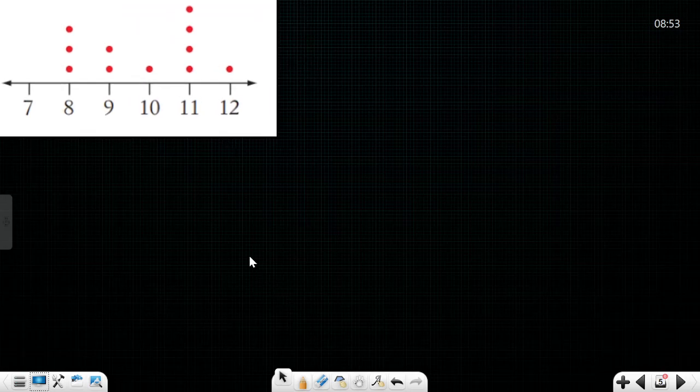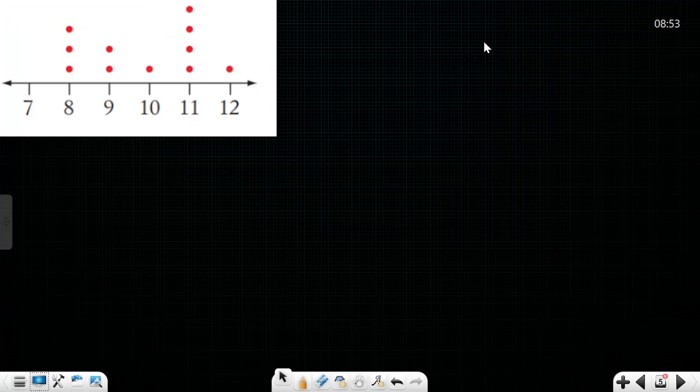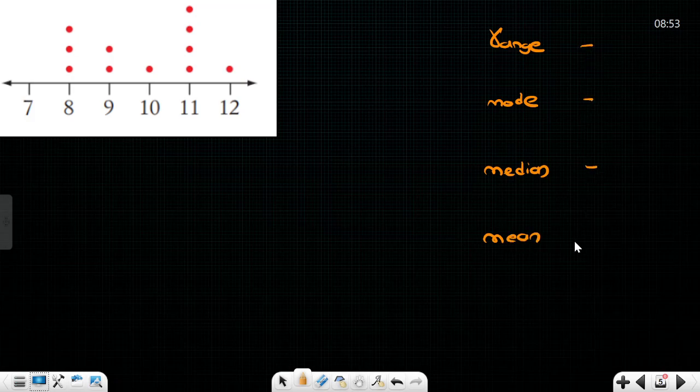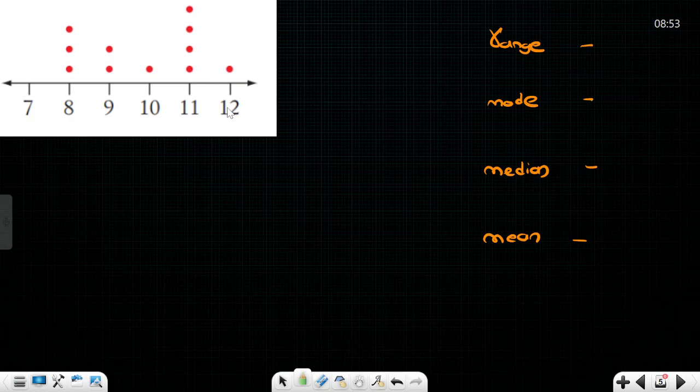What all things do we need for this first diagram? Range, mode, median, mean. They want all. All these things are easy only. First of all, range means highest data minus lowest data. 12 minus 7, 5 is the range.